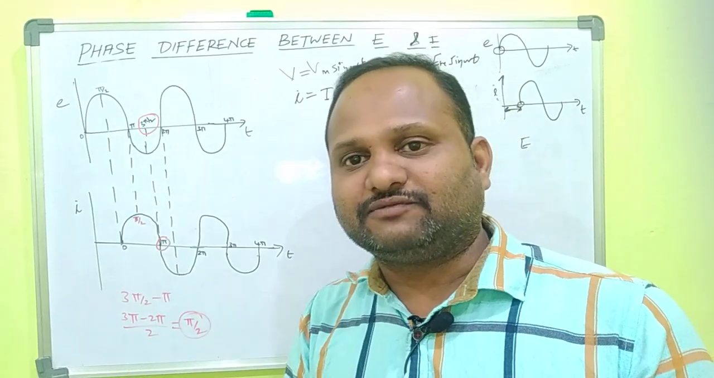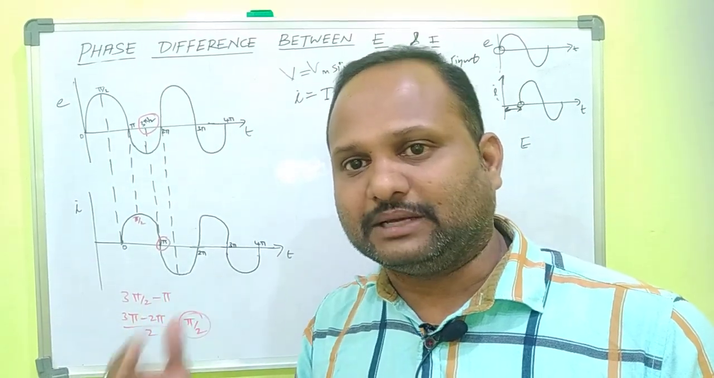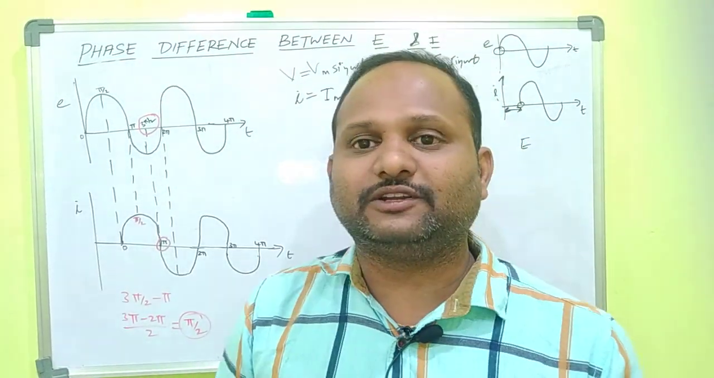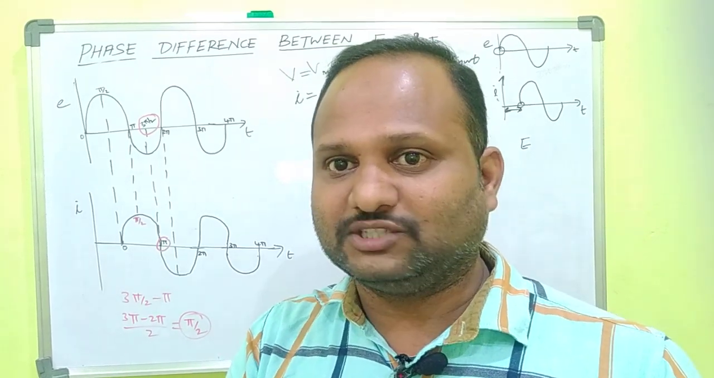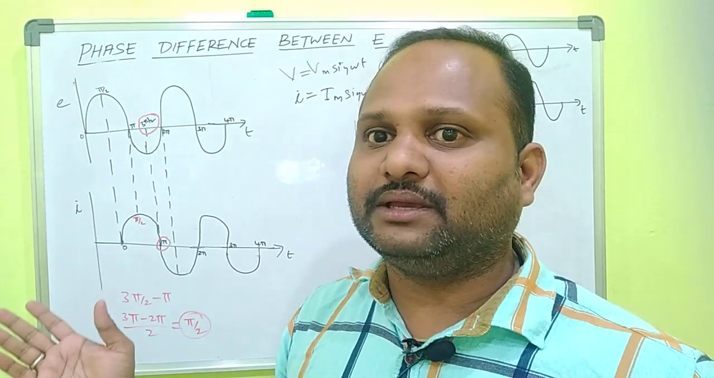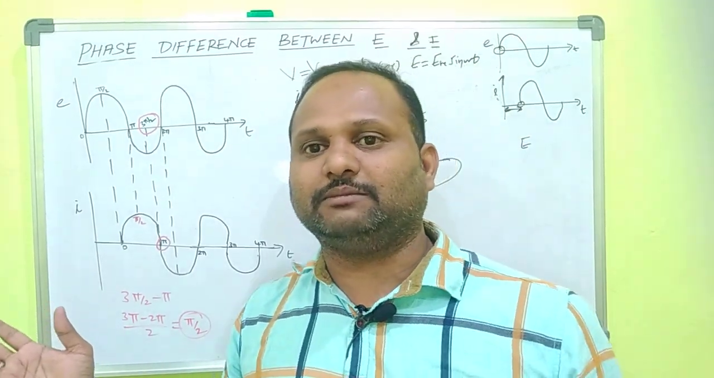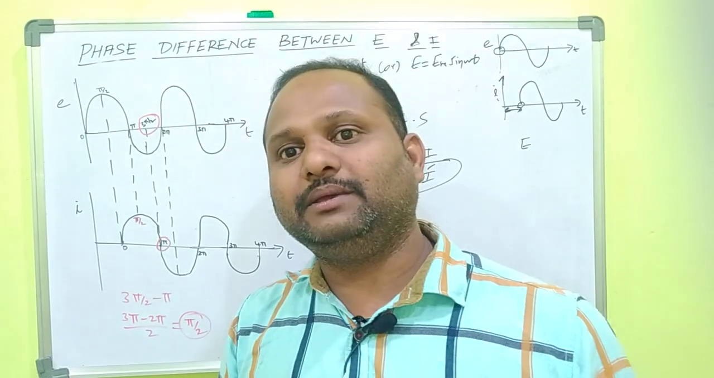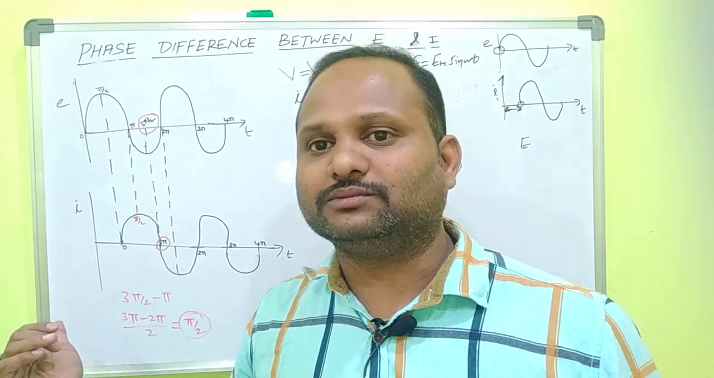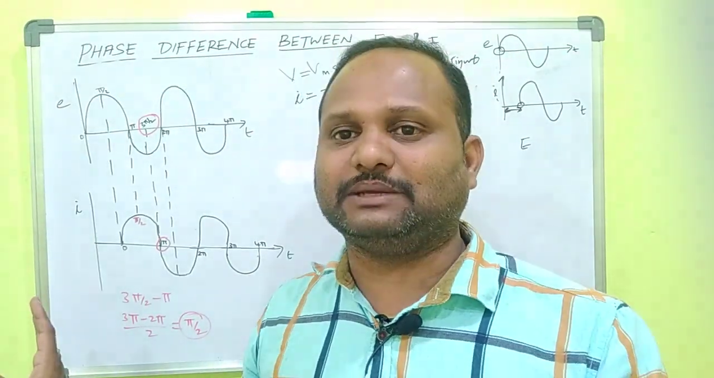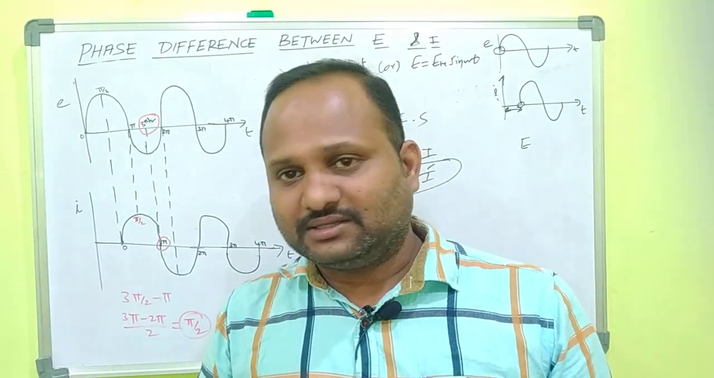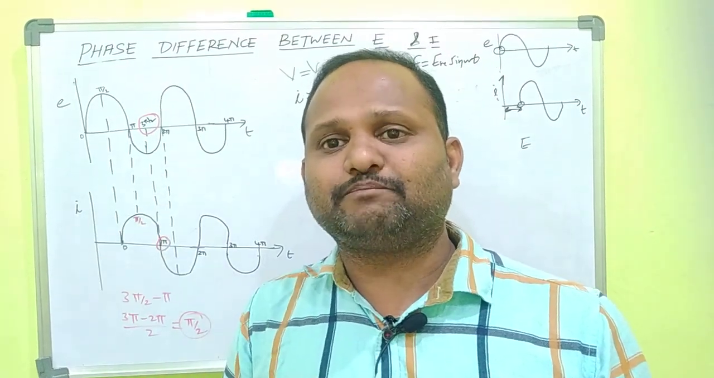So the phase difference here is a constant phase difference, equal to pi by 2, but it doesn't mean that the phase difference between current and EMF is always pi by 2. Here it is pi by 2. In other cases, the constant phase difference between current and EMF may be pi, or 0 degree, or pi by 2, anything. In this case, it is pi by 2. In a different case, it may be pi. This is about the phase difference between the current and EMF.